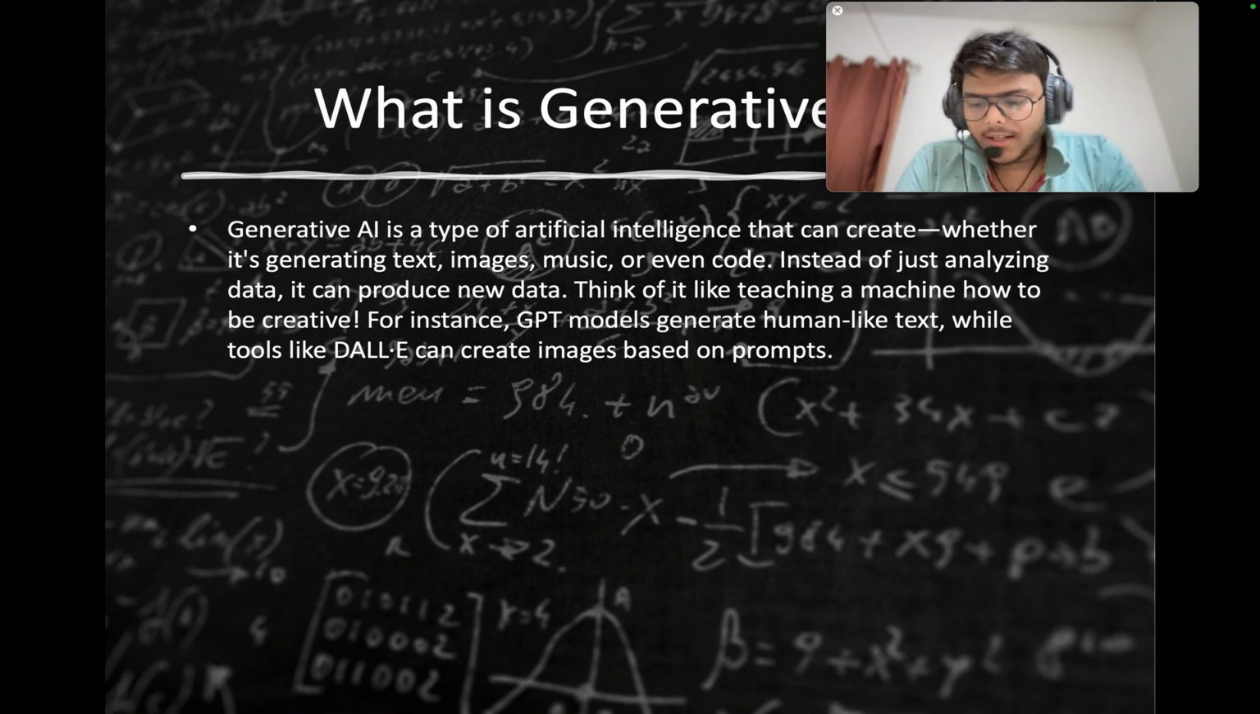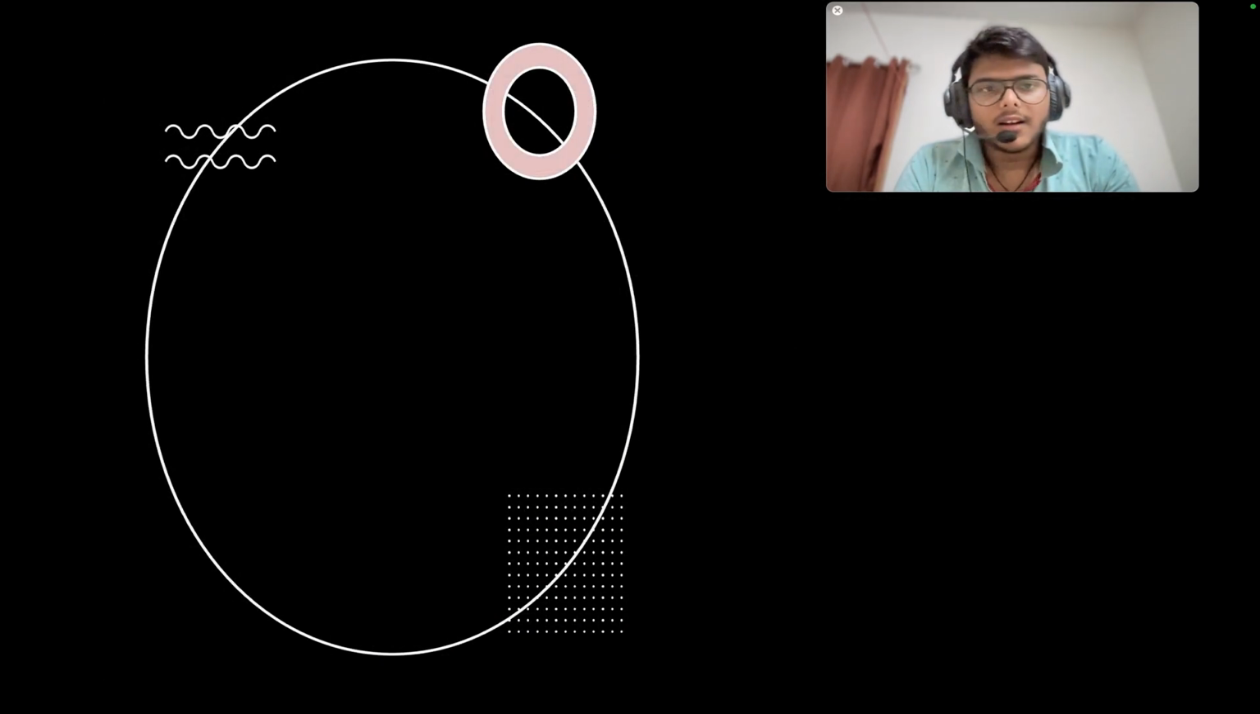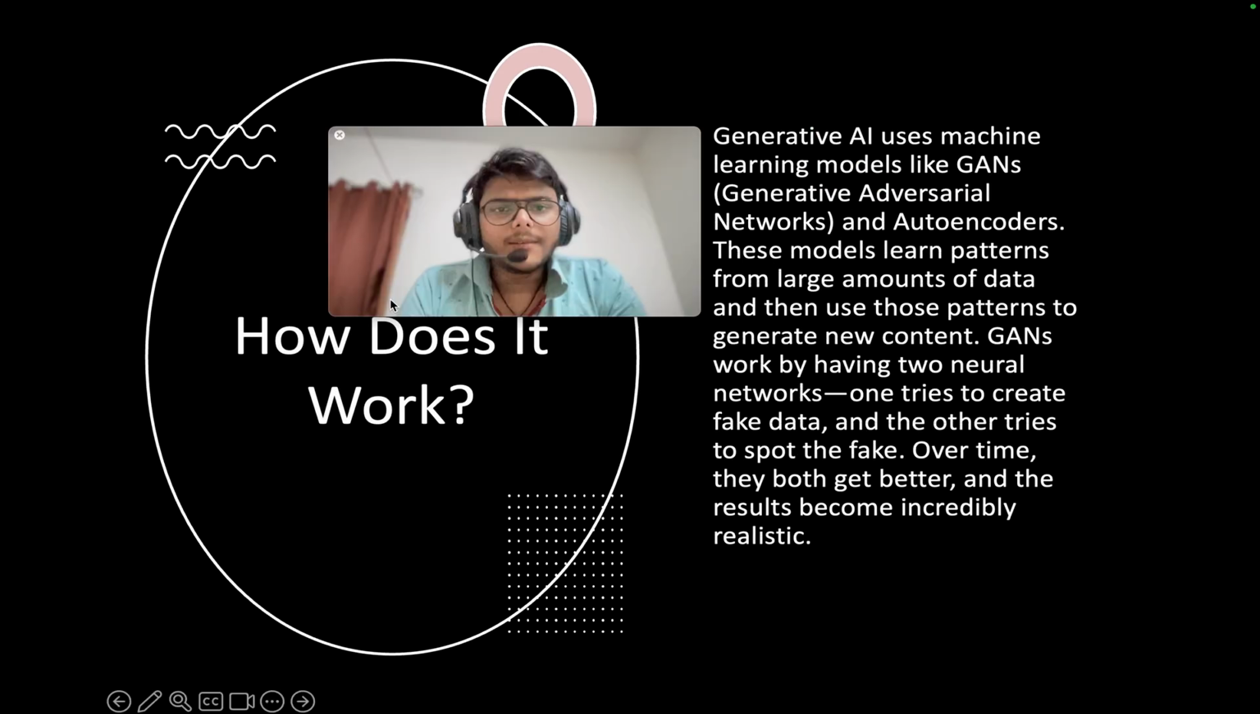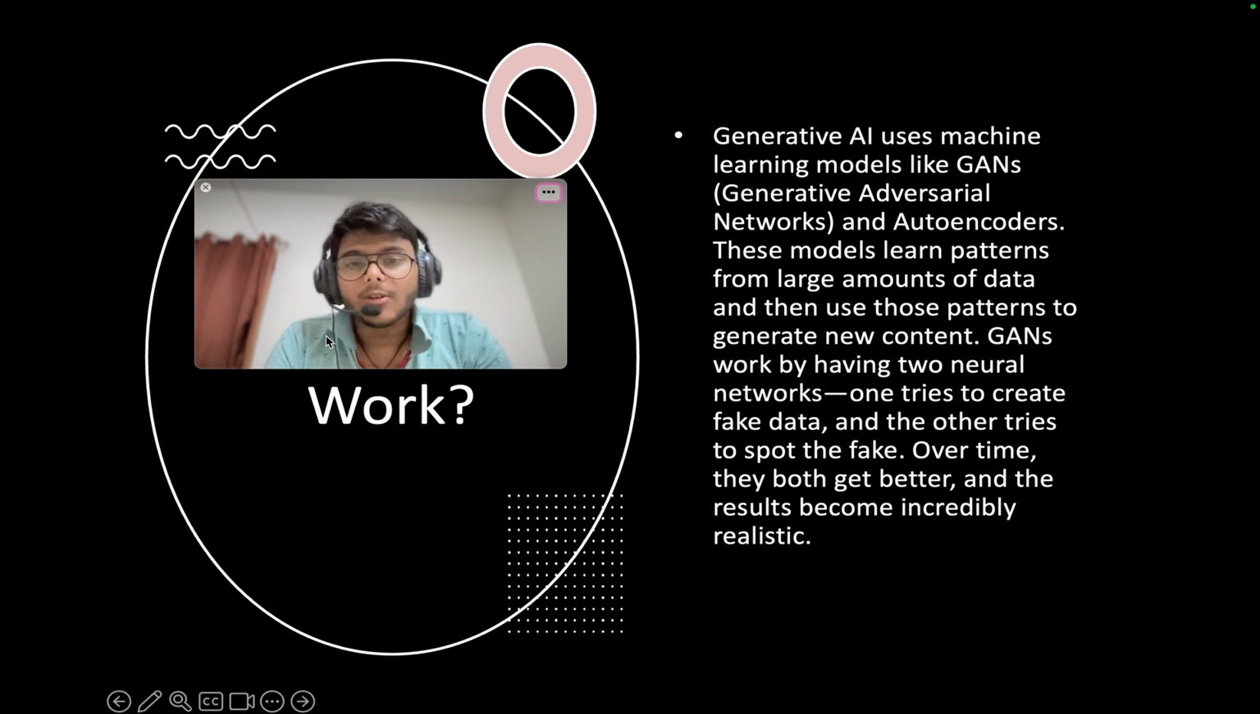But how does it work? How does this Gen AI work? Let's know about it. Basically, generative AI uses learning models like GANs and autoencoders. It also uses transformers. We'll learn about these things much more in the upcoming videos. It's going to be very interesting, and I'm very excited to teach you guys. What are GANs? GANs are nothing but generative adversarial networks. We'll learn about this in our upcoming videos.